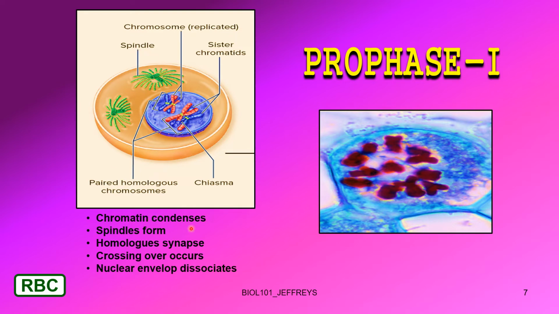Okay, so what's going on? In prophase 1 of meiosis 1, chromatin condenses, spindles form, homologs synapse, and the nuclear envelope dissociates. The one thing that happens here in prophase 1 is crossing over, and we'll look at that in a little bit. But that's where homologs exchange genetic information. Actually, we talked about that in the first lesson. But this is where crossing over occurs.